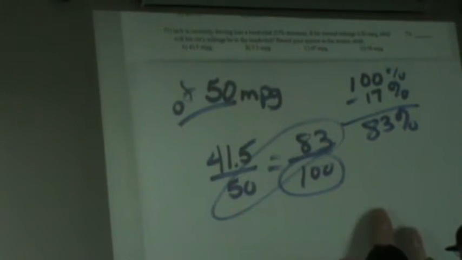83 is your percent, so it goes over 100. The of is 50. So he gets 83% of it. It's going to be less than 50. 41.5 miles per gallon. So that's A.